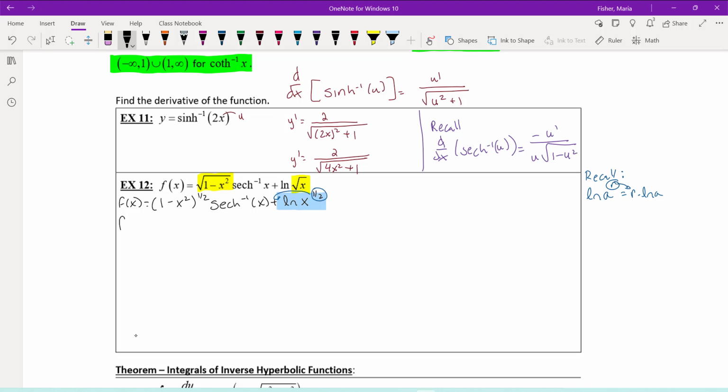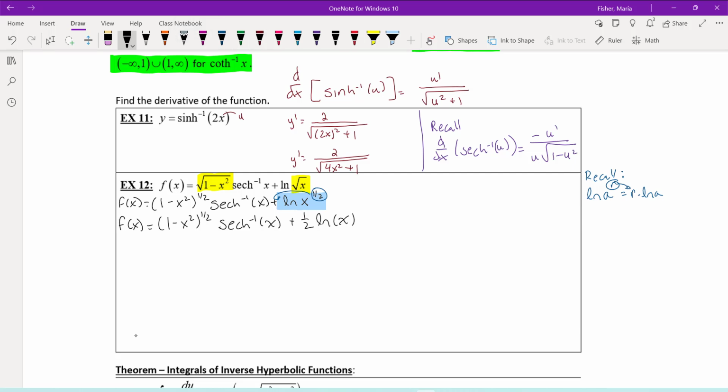So we can rewrite this as f of x is equal to (1 minus x squared) to the 1/2 power times inverse hyperbolic secant of x plus 1/2 times the natural log of x. So what we've done is we've made the derivative of the natural log a little bit easier because we used that power and brought it to the front, and so now it's just going to be a constant multiplier. Now let's take the derivative here.